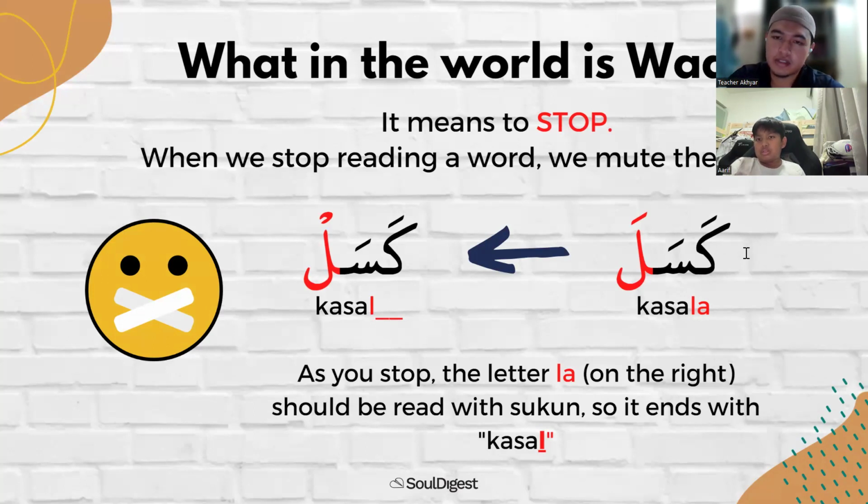Okay, for example, how do we pronounce this word? Kasala, right? So now that we want to stop, we want to waqf the word. Kasal. Okay, so basically we stop at the last word. We mute the last vowel of this word. So we have the vowels ka, sa, and la here, right? So if we want to stop, then we mute the last vowel.